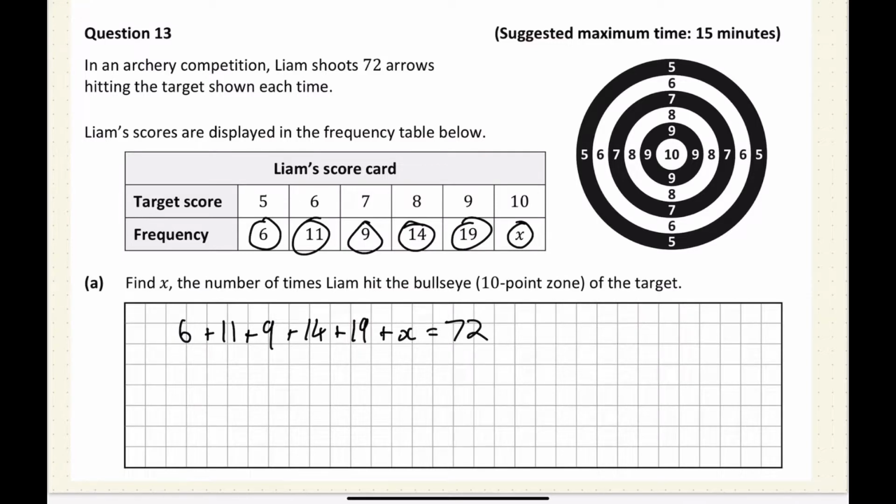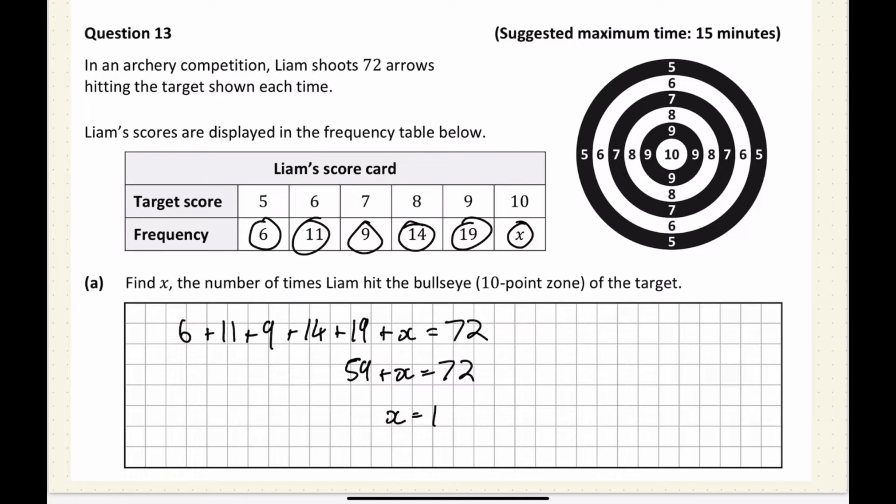So let's add this up. 6 plus 11 is 17, plus 9 is 26, plus 14 is 40, plus 19 is 59. So 59 plus X is equal to 72. So just use algebra. Take 59 away from both sides. We get 72 take away 59.